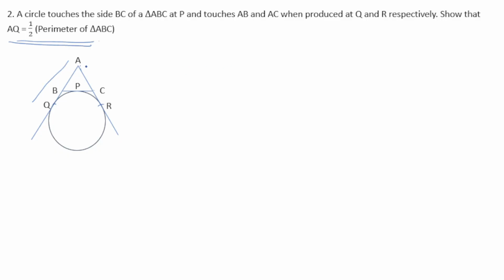See, in triangle ABC, what is the perimeter? Perimeter is the sum of all sides. It is AB plus BC plus CA. And if you see this side, point B is an external point. So the tangents drawn from B to the circle are the same. So QB and BP, these both are the same.